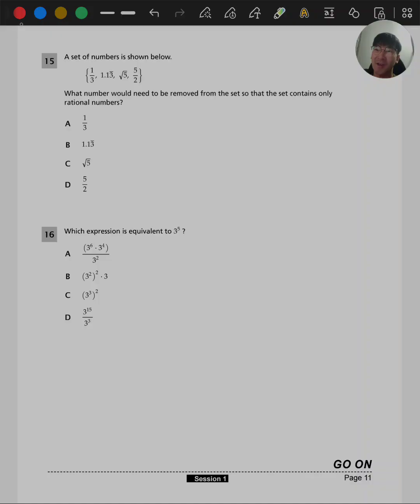Wowzers. Okay. All right, so today, 6 questions. I want to go over 15, 16, 17, 19, 27, and 28. All right, so 15. A set of numbers is shown below.